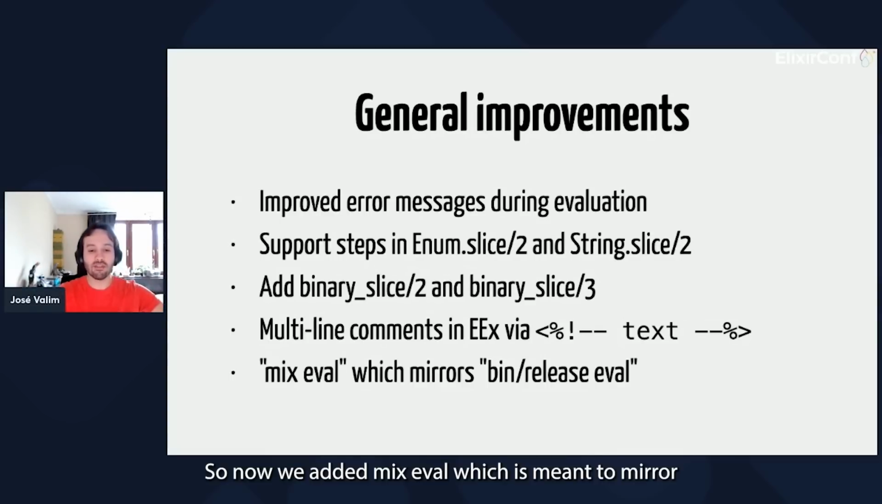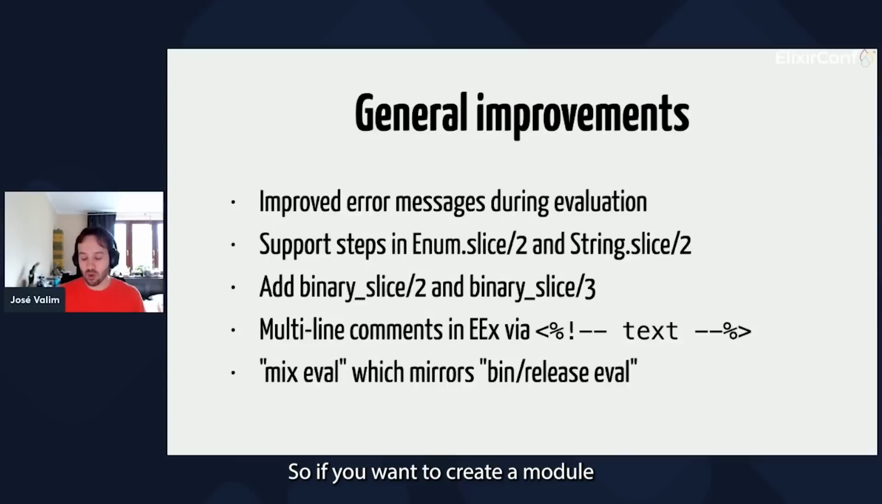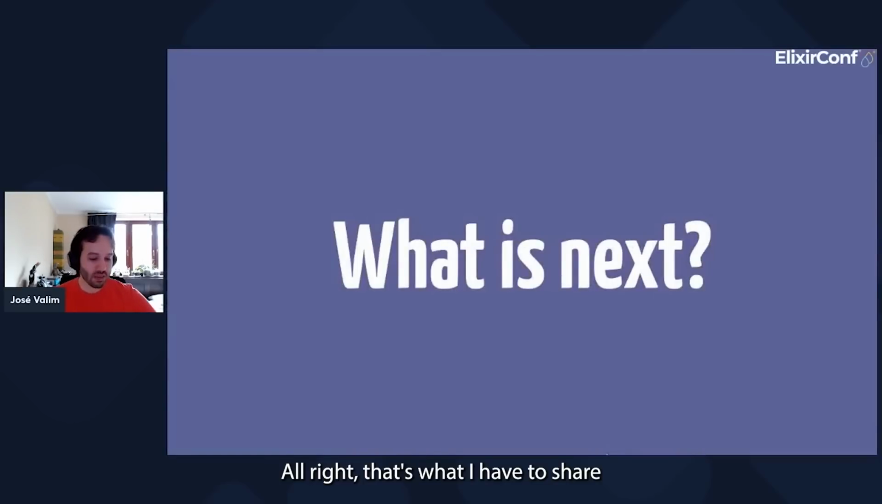So now we added mix eval, which is meant to mirror bin/release eval. So if you want to create a module and you want to use it from a release or from Mix, you can do that using a very similar API. Mix is going to emulate an environment that is close to the releases, so it's easier to test and so on. All right, that's what I had to share with you about Elixir 1.14.